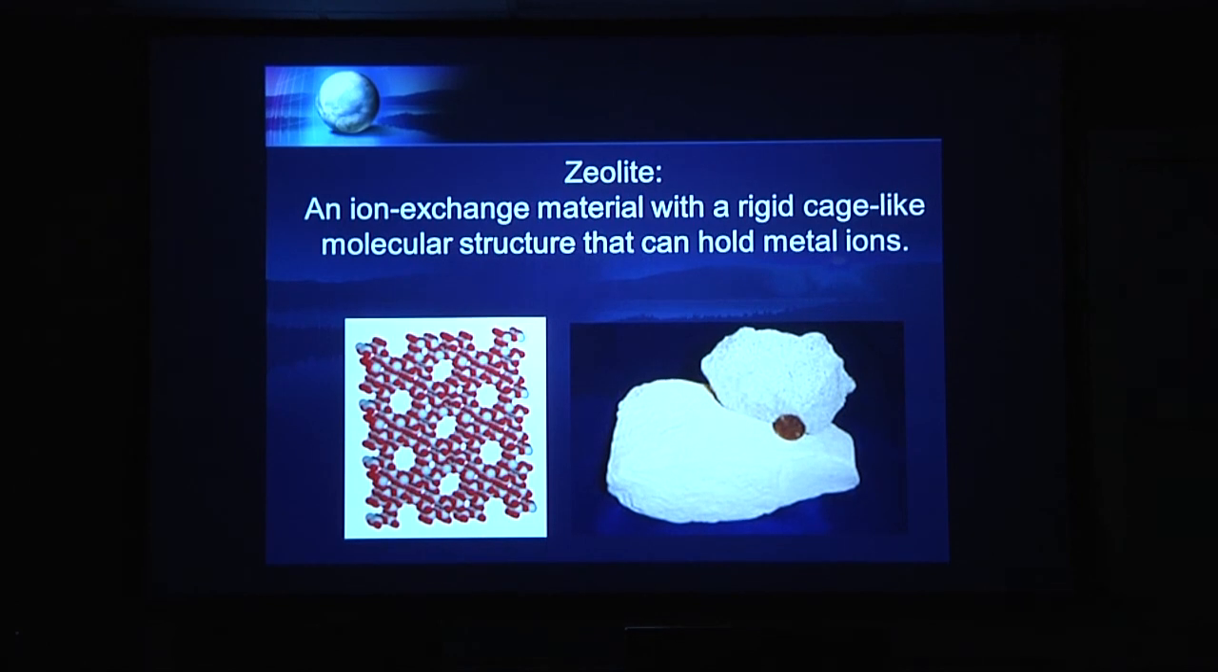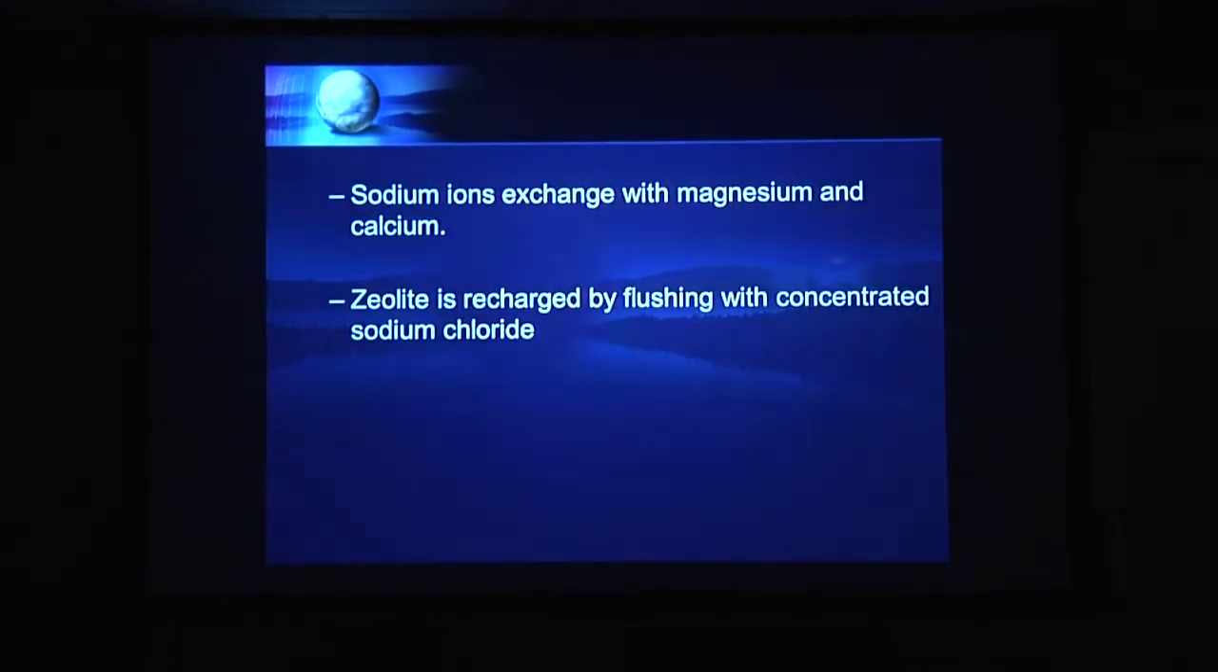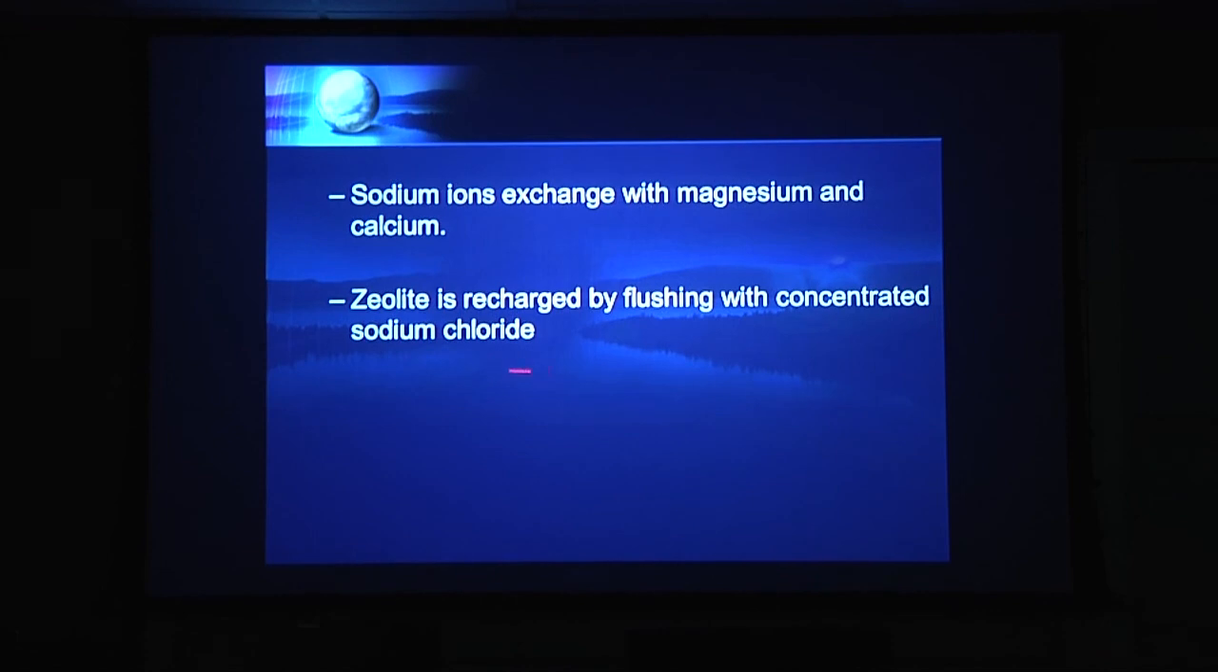And then you can regenerate this. They'll flush this out as part of the water softening treatment. You flush it with concentrated sodium chloride, and it can be used over and over and over and over. So it's a great thing to get rid of calcium, magnesium.